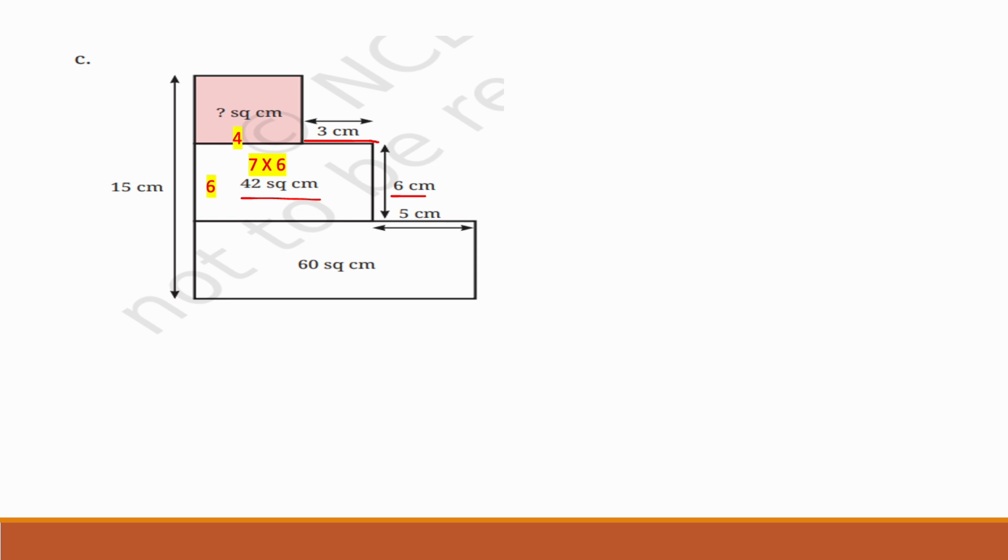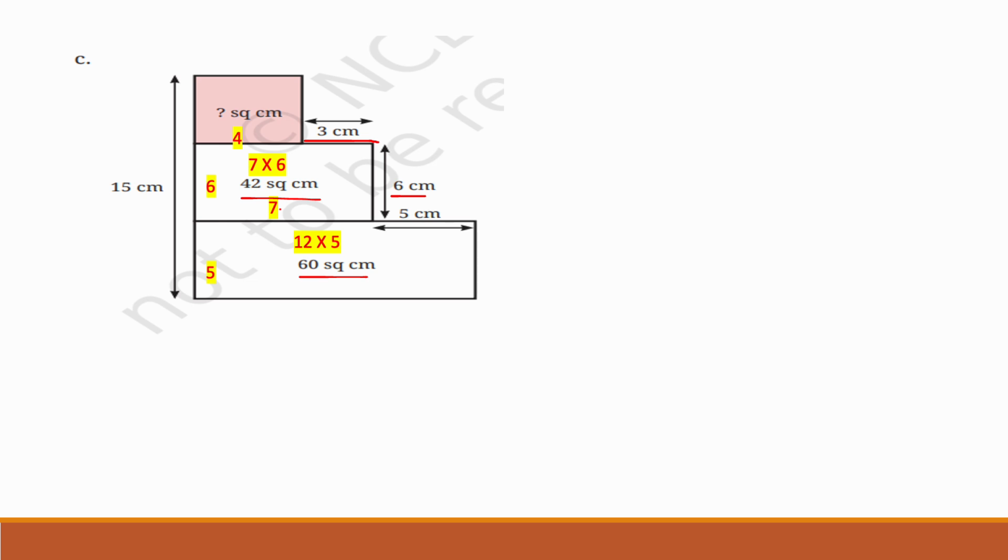Okay. Then see the third rectangle, its area is given as 60 square centimeter. Okay. What is its length? Here it is 7. So 7 plus 5 is 12. 12 into dash is equal to 60. That is 12 into 5. So here it is, width is 5. Okay. Width is 5. So what will be the area of first rectangle?